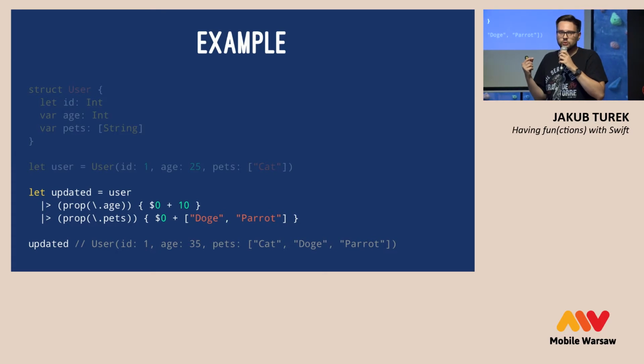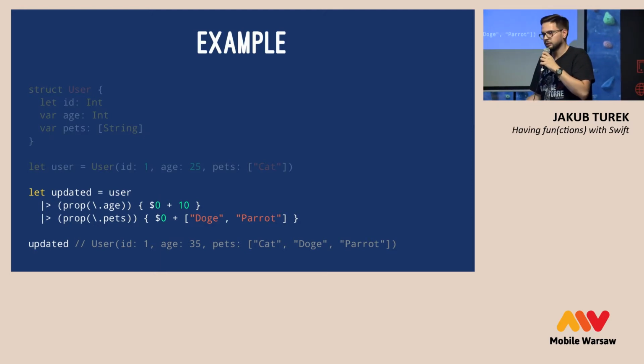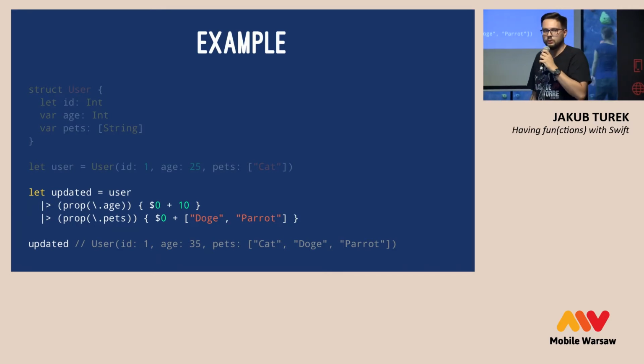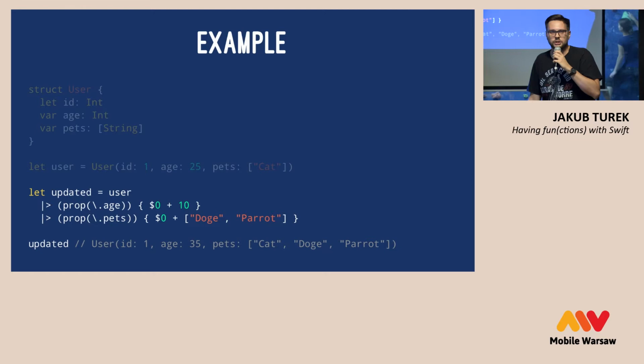Comparing this approach to the imperative one, when we first copy the user and then apply transformations one by one, it looks very similar in amount of code we have to write. So the only benefit we have now is that we have hidden away the copying operation, which is not, I would say, very justified.